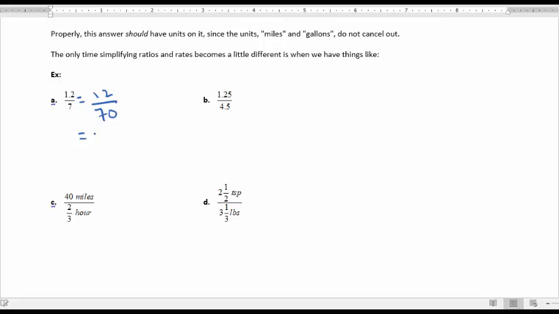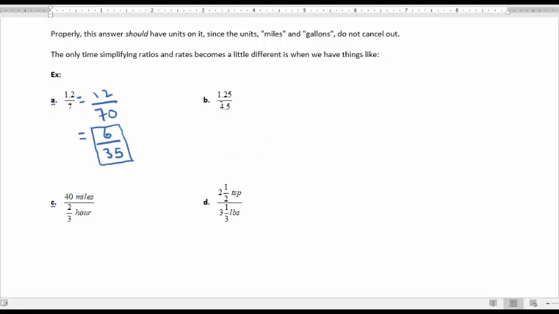And then you would say, all right, I know that 2 will go into both of them, because they're both even. So 2 will go into 12 6 times, and 2 will go into 70 35 times. So 6 to 35, and that's in simplest form now. So this ratio in simplest form is 6 to 35. There I just multiplied the top and the bottom by 10.